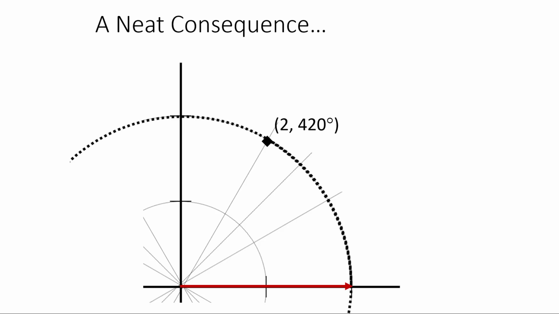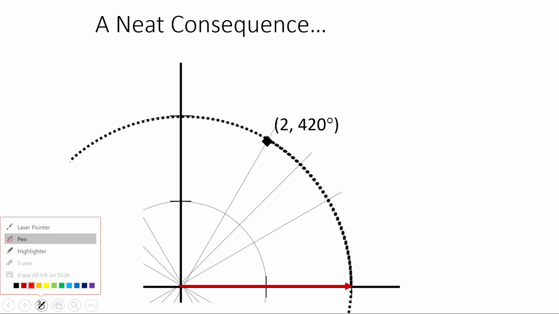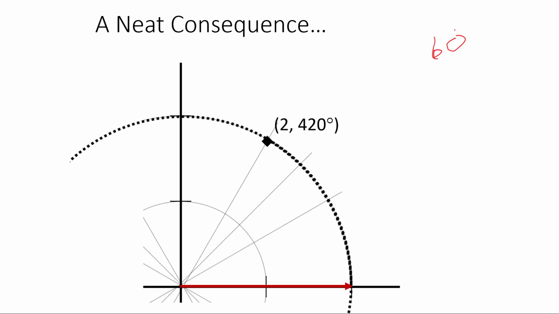So from just a standard, we're just learning this in the classroom perspective with no context, 2, 60 and 2, 420. Again, just to make sure you got that, it's because you've got the whole idea of 60 plus 360 degrees is 420 degrees, right? That's where we got that, because it goes all the way around. They're just equivalent, because if you graph them, they're the same point.